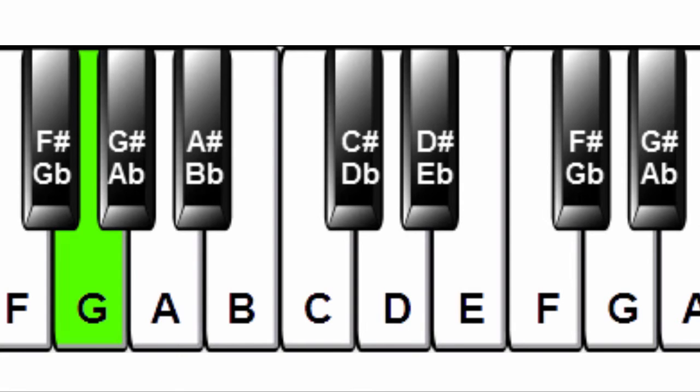Starting on G, we want to go up two whole steps. A whole step up from G is A. A whole step up from A is B. Next, we go up one half step. A half step up from B is C. Now we want to go up three whole steps. A whole step up from C is D. A whole step up from D is E. And a whole step up from E is what? That's right, F sharp. And lastly, up one half step. A half step up from F sharp is G. That's the G major scale.